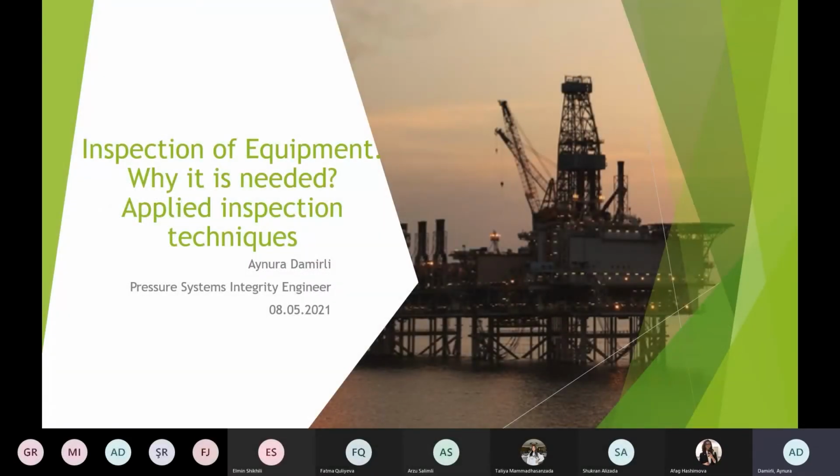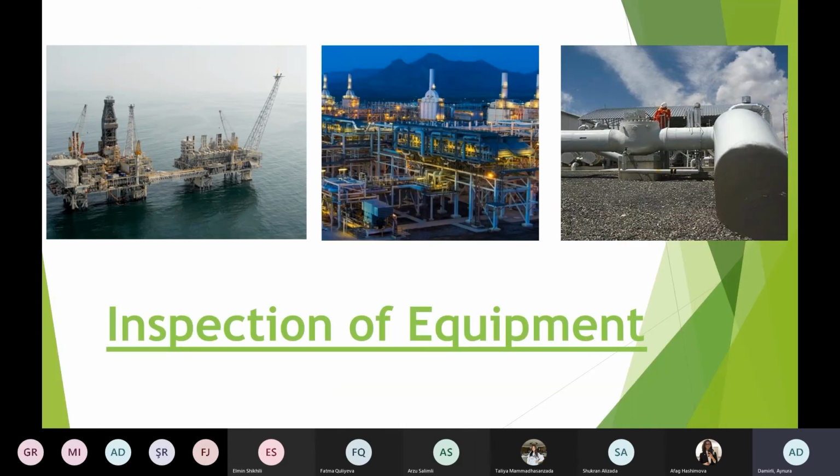Yes, so today I will talk about inspection of equipment, my main focus area, my main career plan for now. Inspection of equipment, why it's needed, and applied inspection techniques. So let's start. Inspection of equipment.